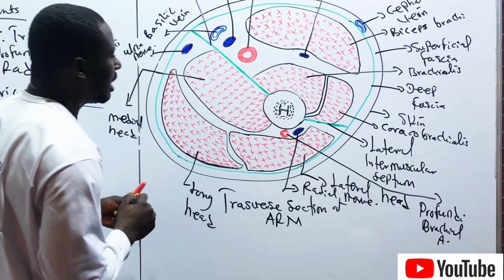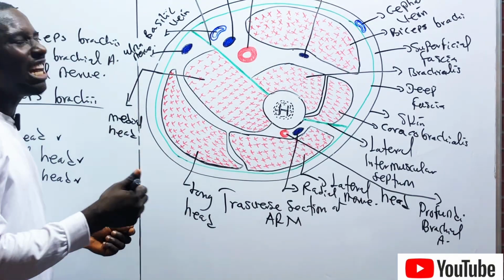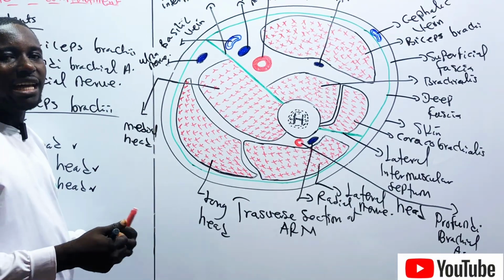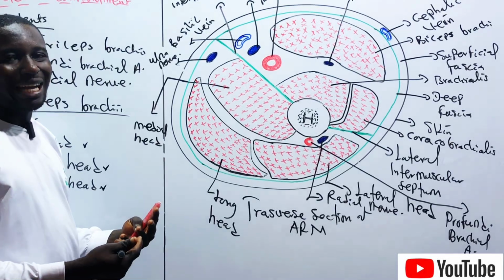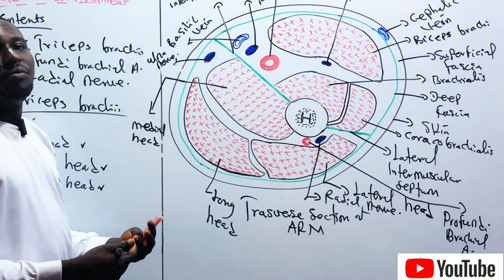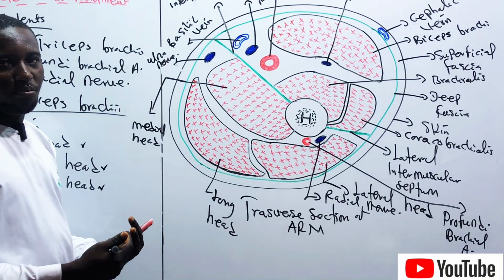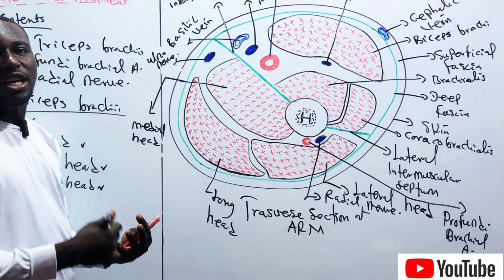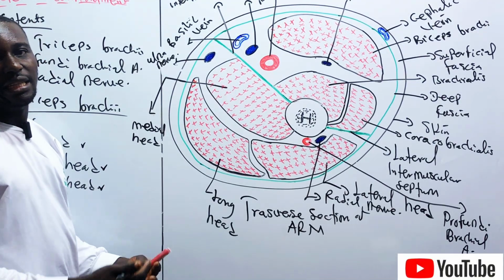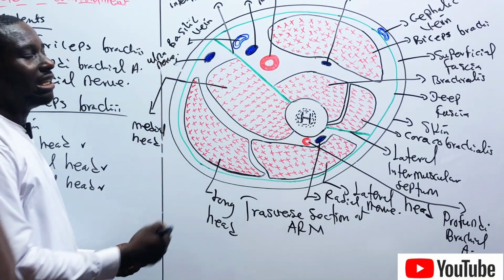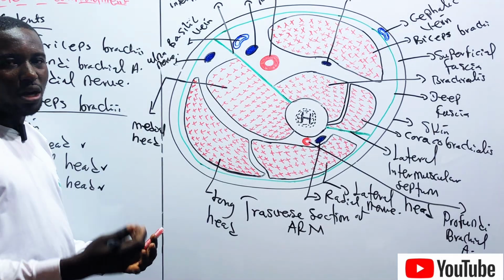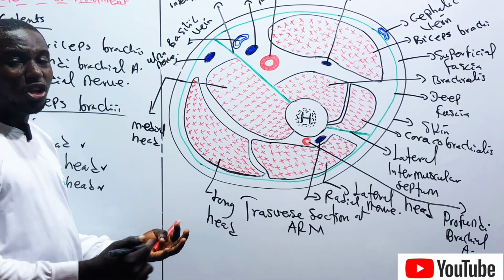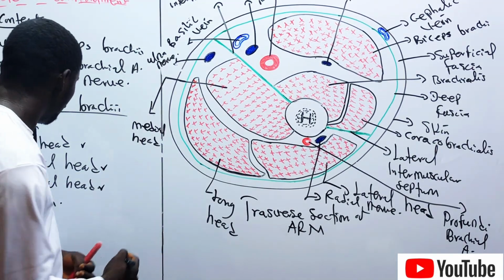Ulnar nerve. Recall that the ulnar nerve and the ulnar collateral artery are the associated structures that could be the contents of the posterior compartment of the arm, because it is not only the radial nerve and the profunda brachii artery. So the ulnar nerve and the ulnar collateral arteries are as well among the contents of the posterior compartment of the arm.